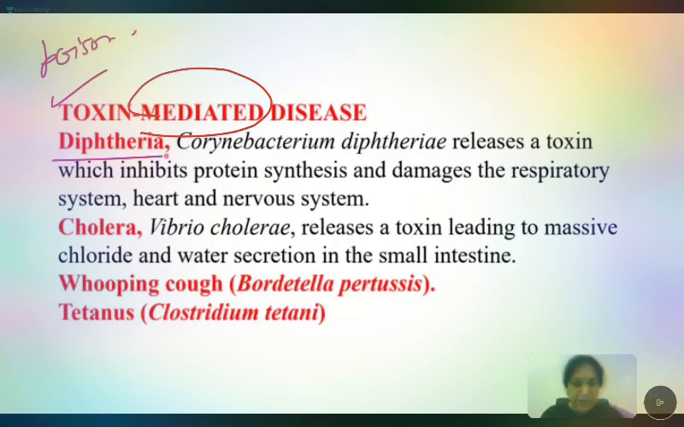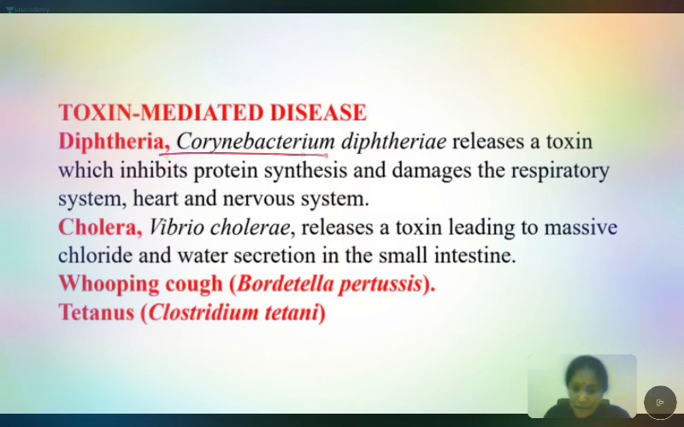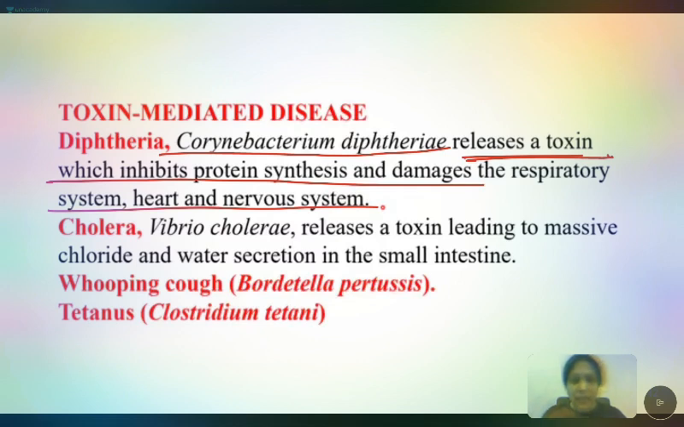Caused by bacteria. You can write it under bacterial disease also. Corynebacterium diphtheriae. But the bacteria do not cause symptoms. It will release a poison, toxin, which inhibits protein synthesis and damages the respiratory system, heart and nervous system. It means Corynebacterium diphtheriae is not causing the symptoms, but this bacteria will release a toxin. The toxin will cause the symptoms. So this is a toxin-mediated disease. Is it clear? But of course, you can write it under bacterial also because it is basically a bacteria.